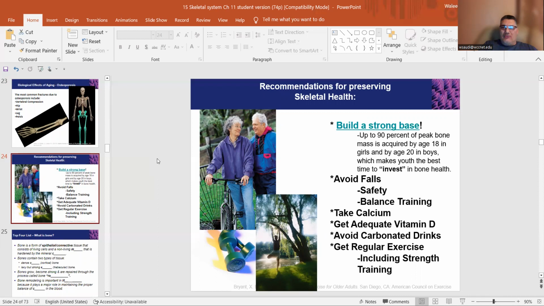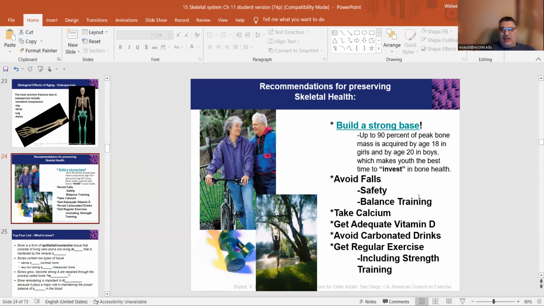What should we do to avoid losing our bone? Well, you already know that no matter what happened, when you grow up and become older, the bone is not as strong. So you have to be more careful not to fall, not to hit something, and so on.